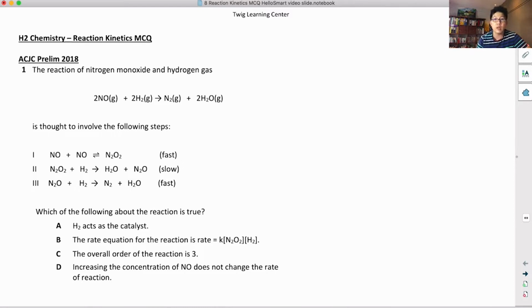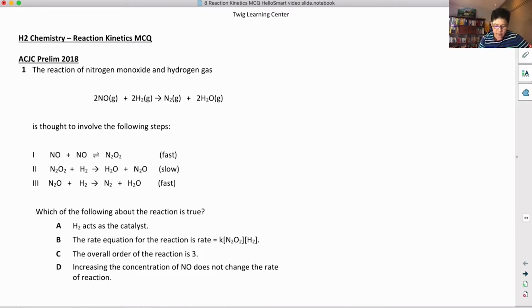Hi everyone, today we're going to go through reaction kinetics MCQ. Let's start on the first question, ACJC Prelim 2018. The reaction of nitrogen monoxide and hydrogen gas is as shown, and is thought to involve the following steps. Which of the following about the reaction is true?